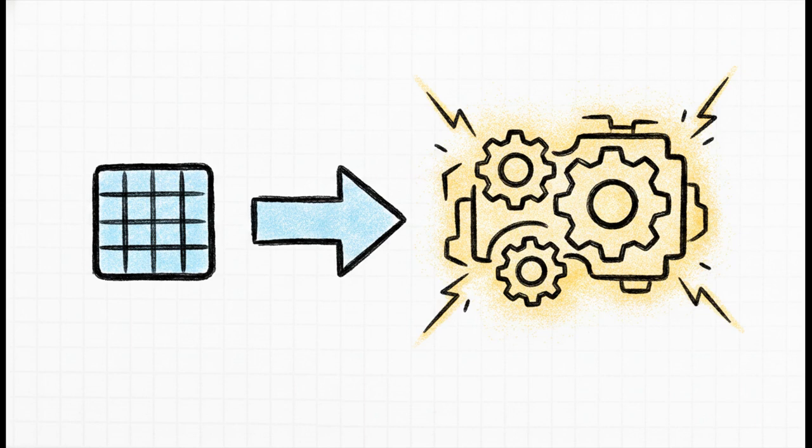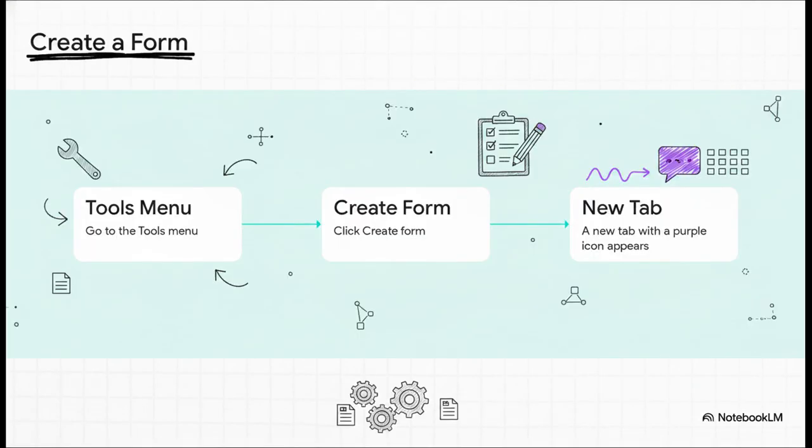Let's look at 3 quick, super powerful upgrades you can add to your tool belt to take things to the next level. First up, forms. If you need to survey your class, you can instantly link a Google form directly to your spreadsheet. Just go to the Tools menu, click Create Form, and a new tab with a little purple icon will appear at the bottom. This means they're connected. All those student answers will automatically flow right into that new tab without you doing any manual data entry whatsoever.